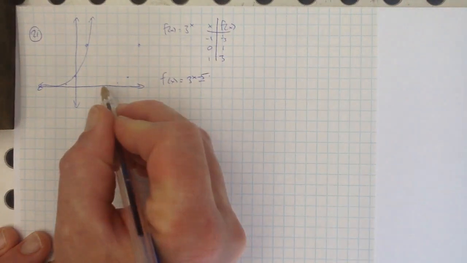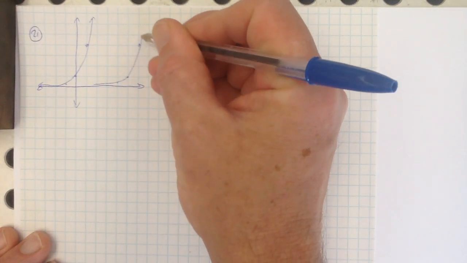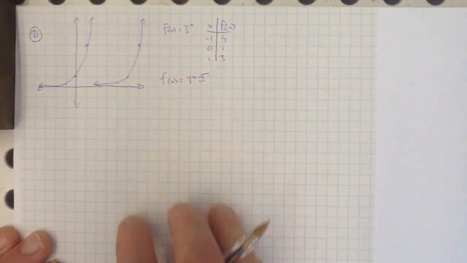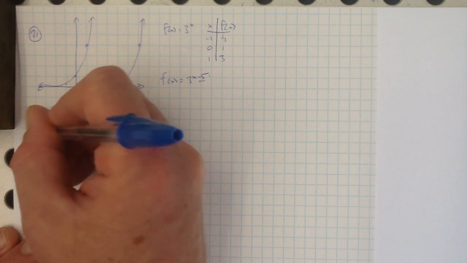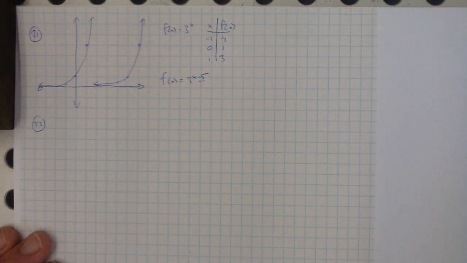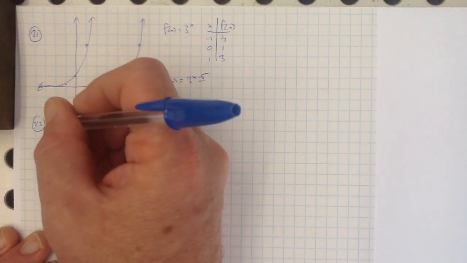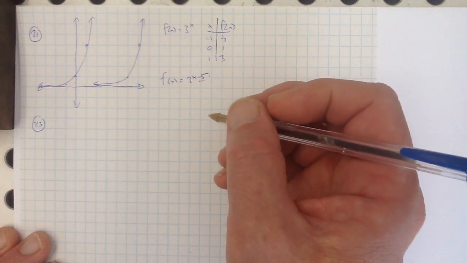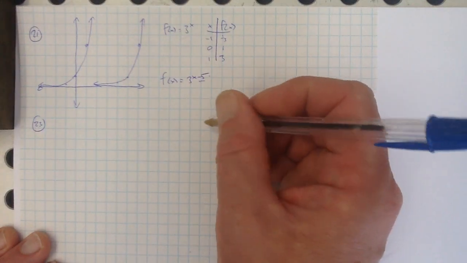There's my same points that I used. I didn't make a new table because I know this is just going to shift it over. So there they are for 21. For 23, we're doing f of x equals 3/5 to the x.